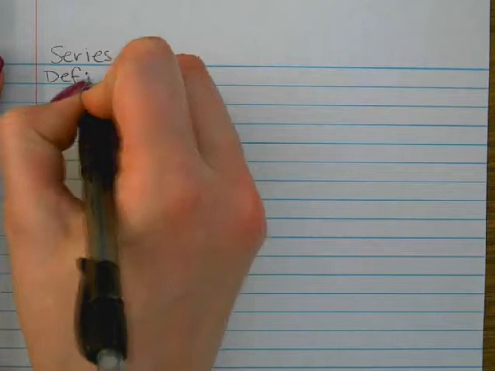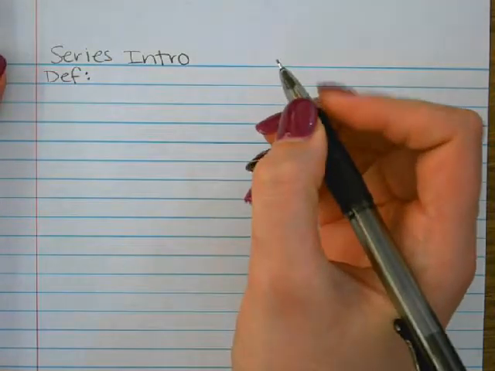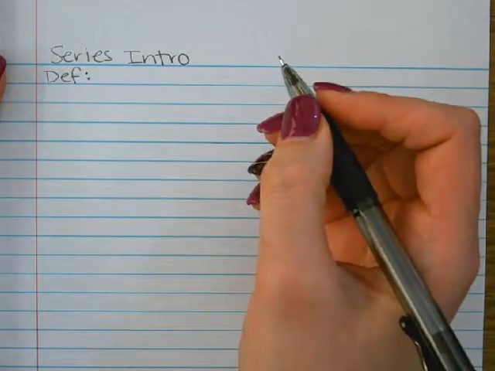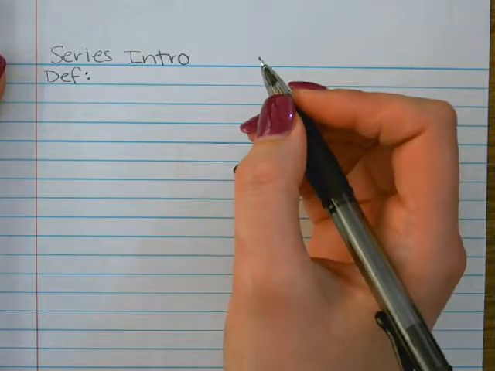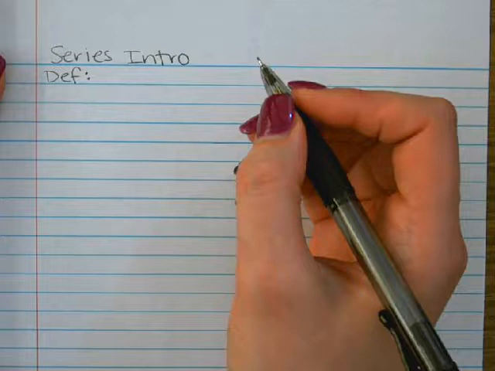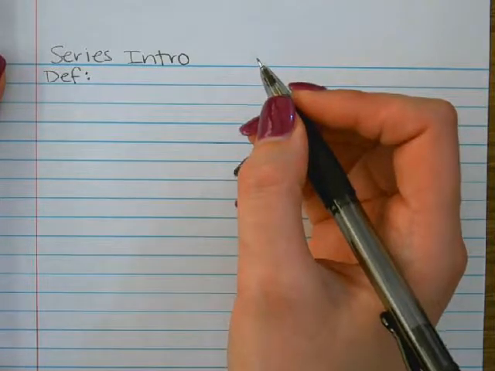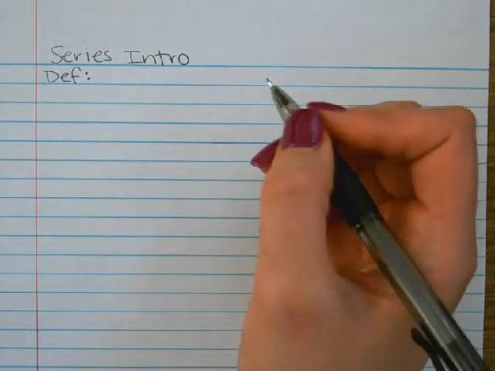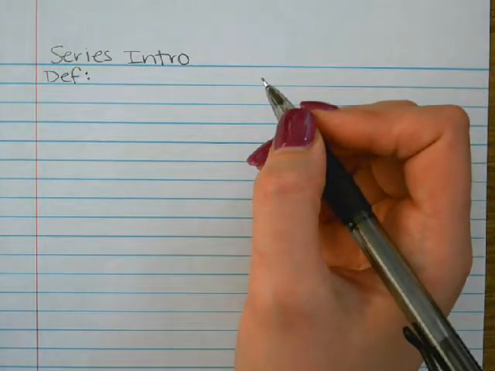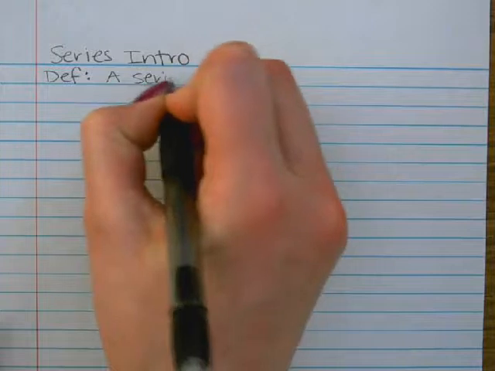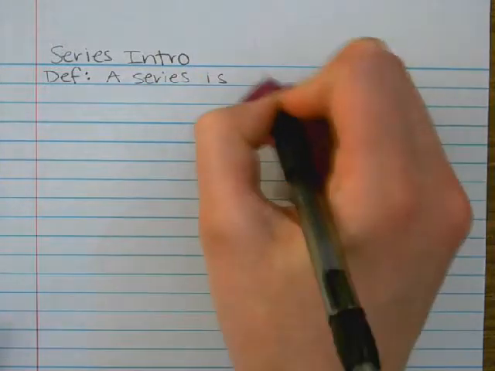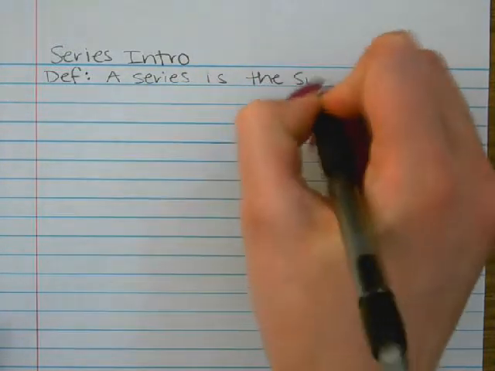So, the definition of a series, do you guys remember what they are? How they're related to a sequence? It's a sequence where instead of having commas, you have plus signs. You're adding them together. So you're taking the terms of a sequence and you're just adding them up. So a series is the sum of a sequence.